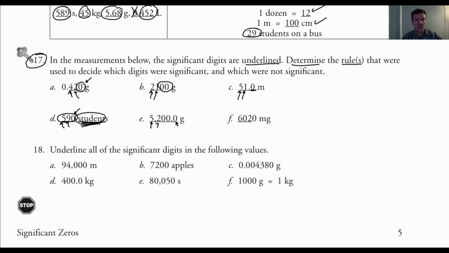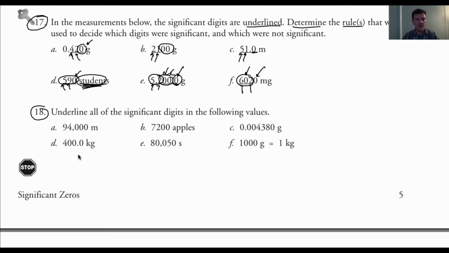Here, all of these are going to be significant because this last 0 is significant because it is to the right of the decimal point at the end of the number, and therefore, since this is significant, then these zeros in between are going to be significant. It's sandwiched between. These two zeros are sandwiched between a significant 0 and the 5 and the 2, which are always significant. This 0 at the end is not significant because it's simply a placeholder. The 0 that's sandwiched between the 6 and the 2 is significant, so those 3 are significant right there. Number 18, we are going to underline all of the significant digits here, and as we do so, we'll just mention the rule that applies.